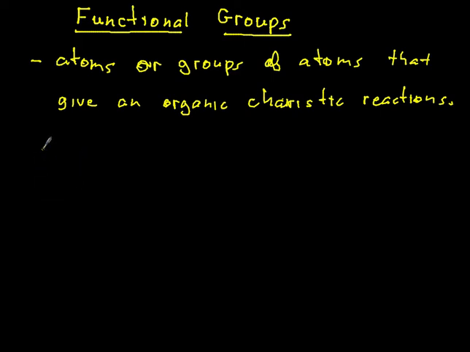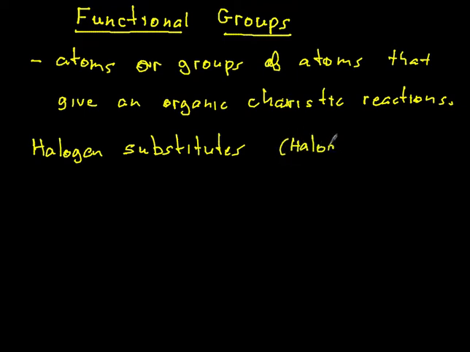And so the first ones that we'll talk about are halogen substituents, if you will. You might see this called a haloalkane or a haloalkene. Haloalkanes, or halogenated alkanes or alkenes. And so let's take a look here. We'll just start with the easy one.